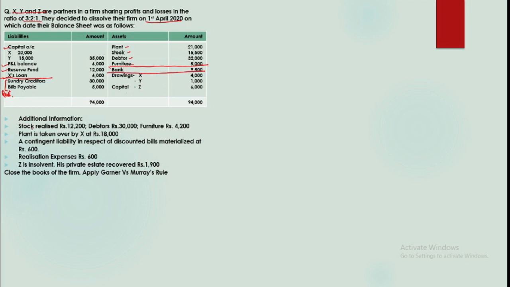Now additional information says stock realized 12,200, debtors realized 30,000, and furniture is sold for 4,200. Plant is taken over by X for 18,000. A contingent liability for discounted bills is materializing. If it is materializing, it means we are to pay this liability. Then you have realization expenses.